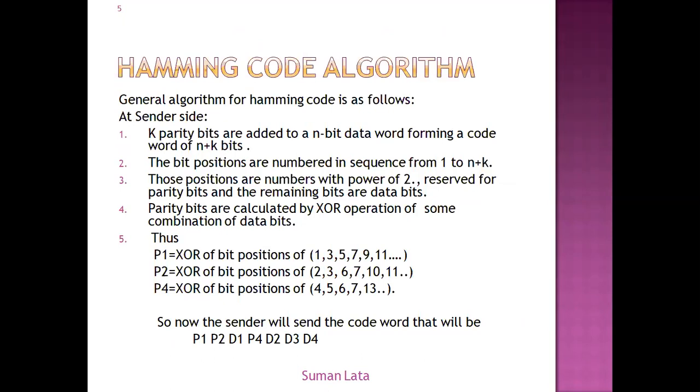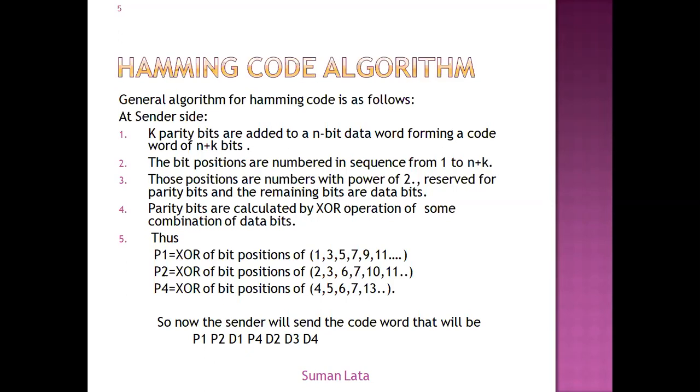In the sender side, we need to perform the following steps. First step is k parity bits are added to an n-bit data word, forming a code word of n plus k bits. Second step is the bit positions are numbered in sequence from 1 to n plus k. Third step is those positions that are numbered with powers of 2 are reserved for parity bits, and the remaining bits are data bits. Fourth step is parity bits are calculated by XOR operation of some combination of data bits.